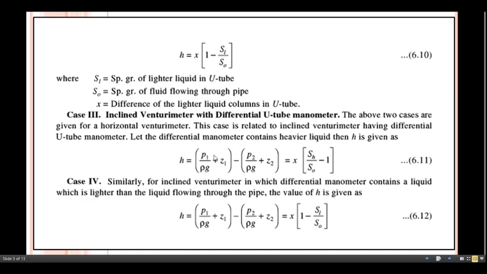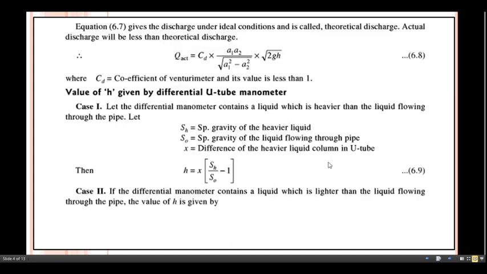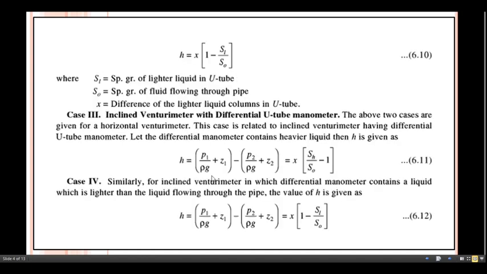H is nothing but P1 divided by rho g plus Z1 minus P2 divided by rho g plus Z2. As we have considered an inclined Venturimeter, the values of Z1 and Z2 are different. So this relation we get here: x into SH divided by S naught minus 1. The same relation is considered here, only the difference occurs on the left side.